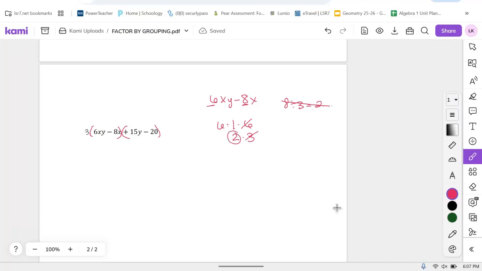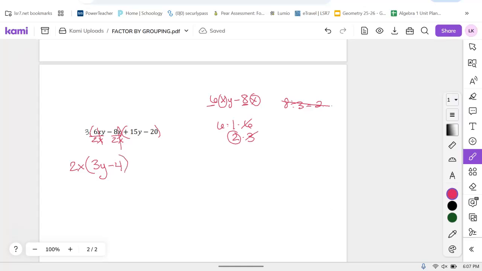So that's the first thing I'm going to take out. I'm going to divide by 2. And then there's also an x, so I can take an x out. So when I divide by 2x, I get 6 divided by 2 is 3. Those x's cancel out. I get y minus 8 divided by 4, and the x's cancel out.